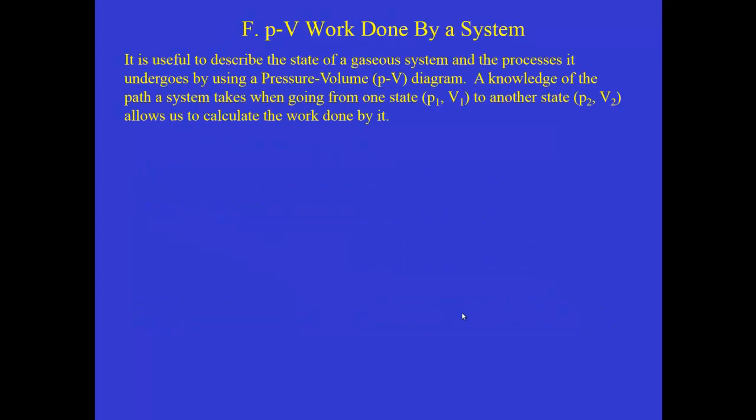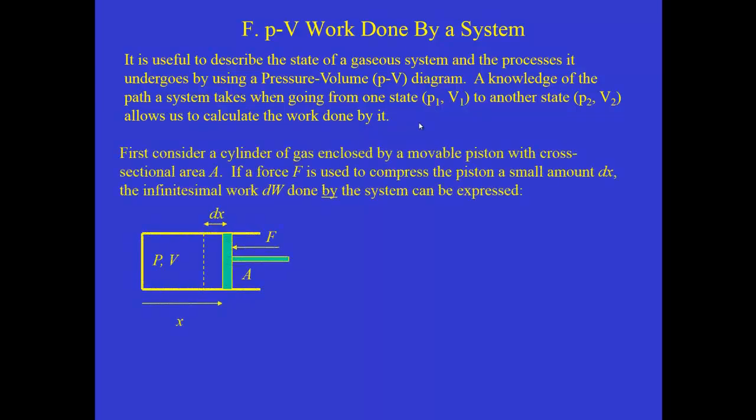Now let's look at how work is calculated, because that's an important part of many of the homework problems that you'll have to do. So we would like to take the gaseous system and imagine that it moves from some initial state that's described by pressure 1 and volume 1 to another state described by pressure 2 and volume 2. And in the process of going between those two states, we'd like to know how much work it does. And we describe these kinds of things on a PV diagram.